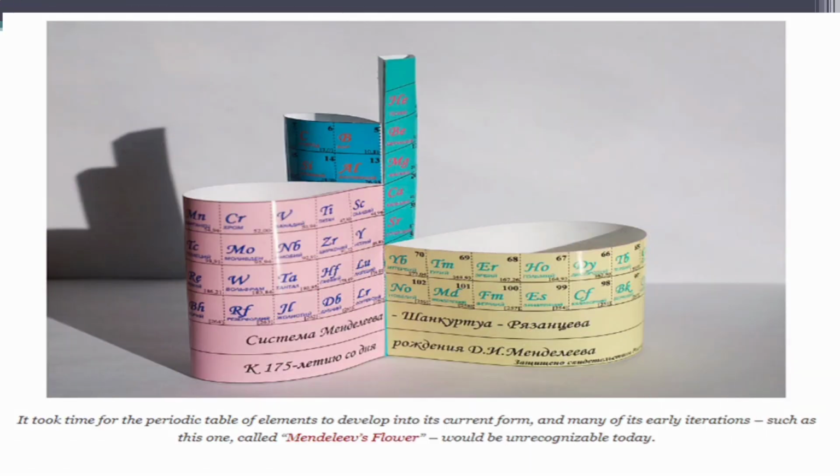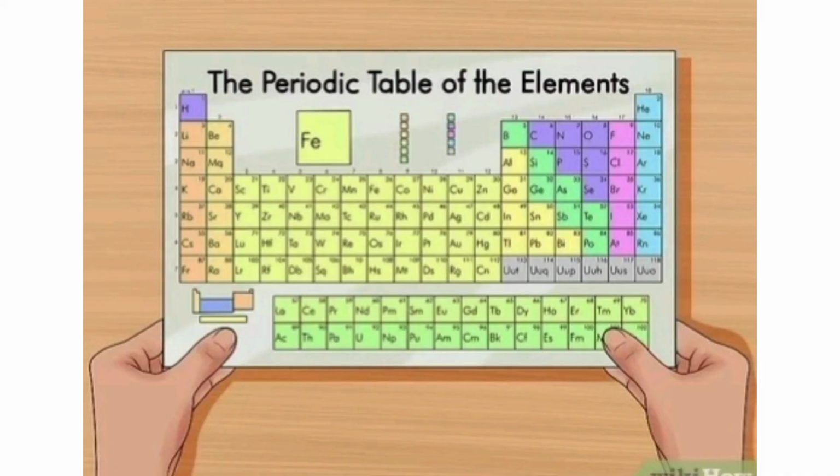So children, we should understand that it took time for the periodic table of elements to develop into its current form, and many of its early iterations, like this one called Mendeleev's flower, would be an unrecognizable thing today. I hope that you have understood the characteristics of periods and groups in a periodic table.